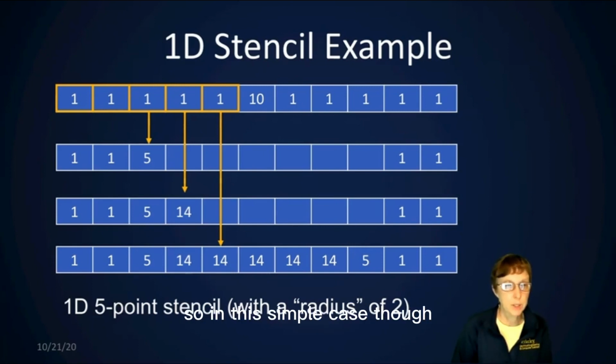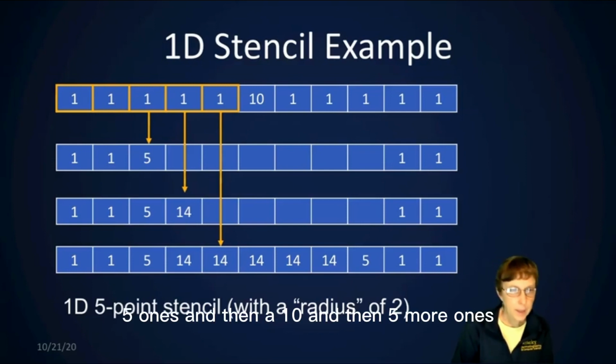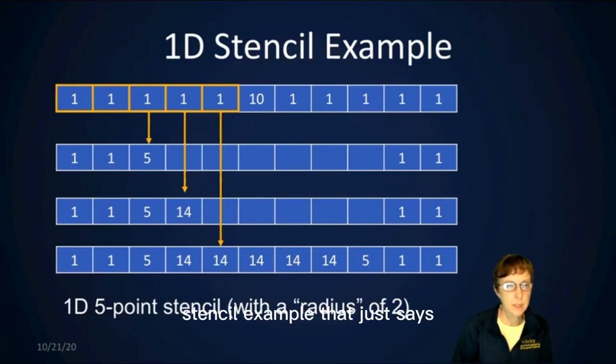So in this simple case, we've got an input array that has 5 ones and then a 10 and then 5 more ones. And we're using this simple stencil example that just says, add up the 5 elements and put the value into the middle element. Then the first thing that we can compute is the 5.